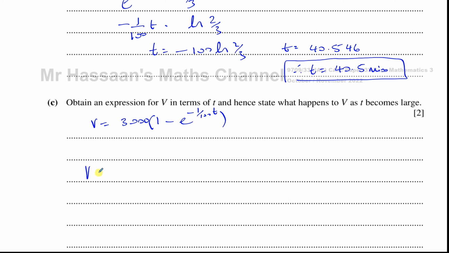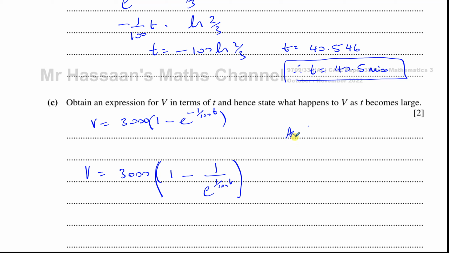So what we can do here, we have 3,000 times 1 minus, and we can write this as 1 over e to the power of 1 over 100th t. Okay, so we write that down like this. Now, what happens when t becomes large?